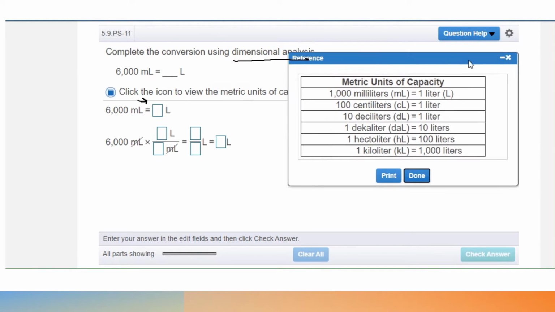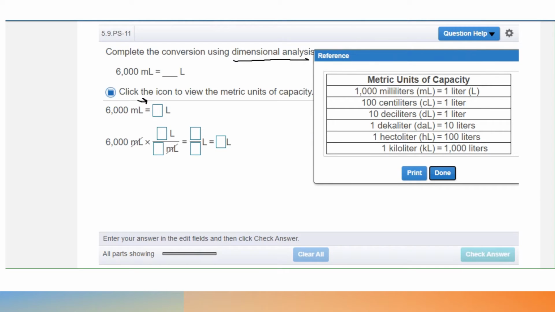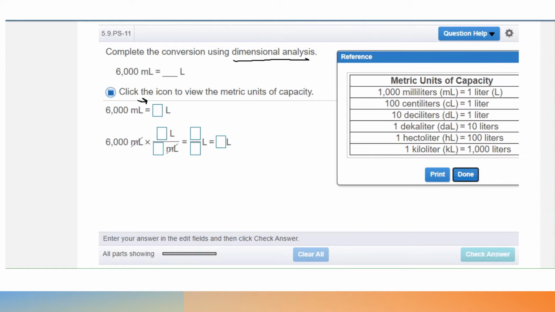So I need the conversion to go between milliliters and liters. So if I look at my conversion table, I see milliliters right here and liters here. So the conversion that I need is, for every 1,000 milliliters, there is 1 liter. And you actually need to know this one by heart for your LEAP test because it will not be provided. So we want to put 1,000 with milliliters, and we want to put the number 1 with liters.